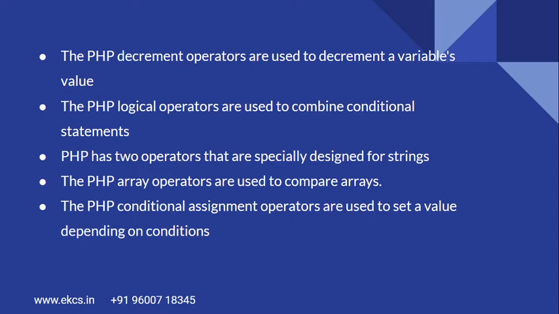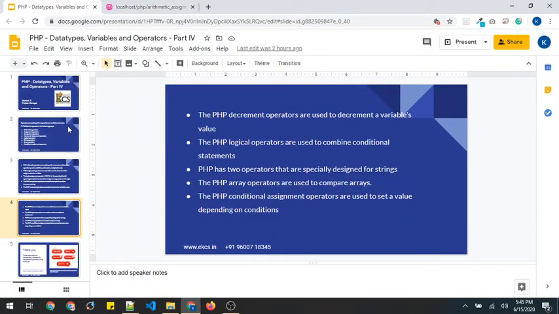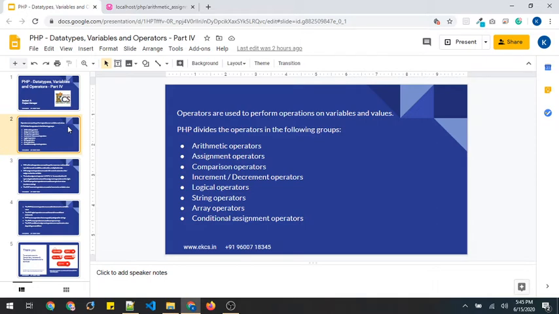And finally, conditional assignment operators. So, a logical statement or a conditional statement given based on a condition, it will execute an output. So, the output can be assigned to another variable using conditional assignment operator. Let us see the first two operators, the arithmetic operators and assignment operators with an example.